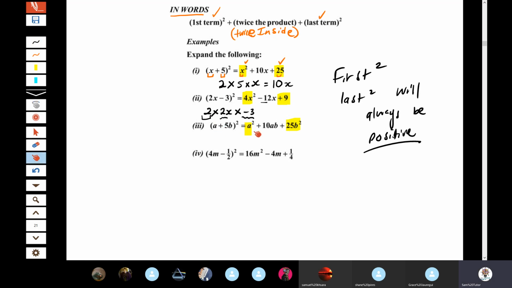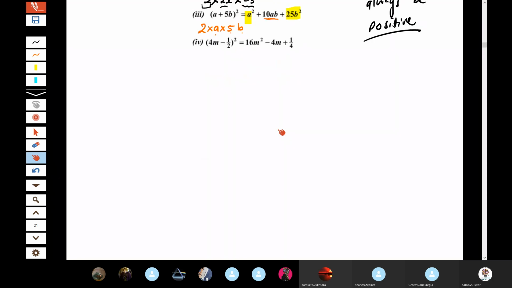A squared, there it is. 2 times the inside. Well, 2 times 5 is 10. And then A times B is just AB. And then obviously you're going to do the last one squared. 5 squared is 25, B squared. Again, any questions? No? All right. Next one then.